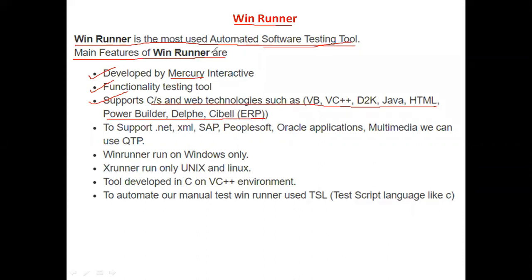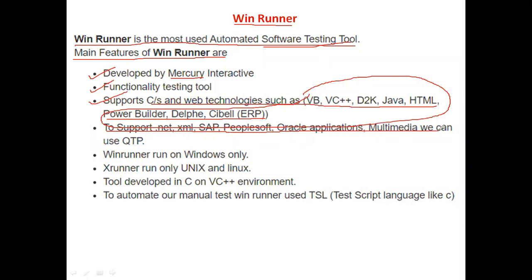It supports client-server and web technologies such as VB, VC++, D2K, Java, HTML, PowerBuilder, Delphi, and Siebel ERPs. That means by using the WinRunner software testing tool, we are going to test software or applications developed using these technologies. To support .NET, XML, SAP, PeopleSoft, Oracle applications, and multimedia, we can use Qt. WinRunner runs on Windows only. This WinRunner tool was developed in C in a VC++ environment.